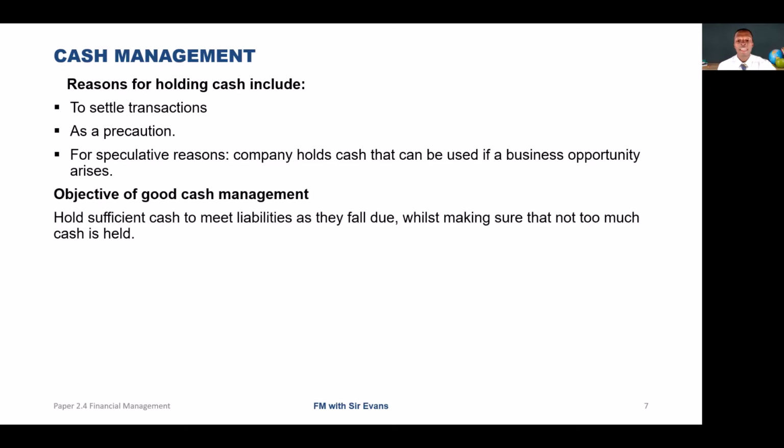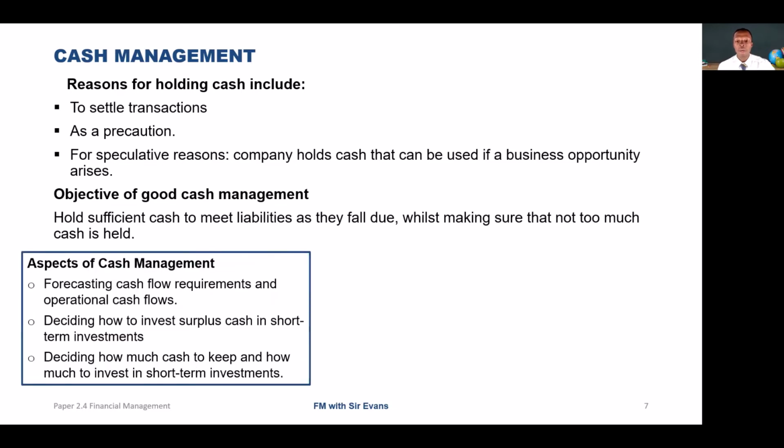However, there are some objectives of good cash management. You should hold sufficient cash so you can meet liabilities as they fall due, while making sure that not too much cash is held. Surplus cash must be invested in short-term financial instruments or even savings accounts, and so can earn some interest. So there are certain aspects of cash management: forecasting cash flow requirements and operational cash flow, deciding how to invest surplus cash in short-term investment, and also deciding how much cash to keep and how much to invest in the short-term investment. Those are certain aspects of cash management.